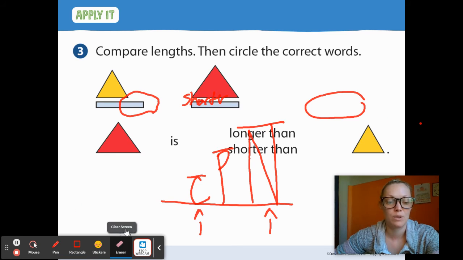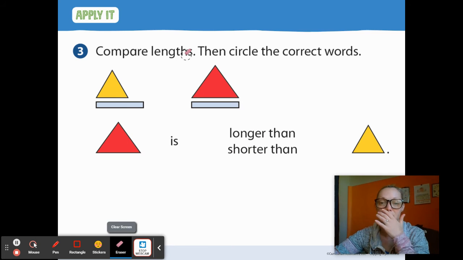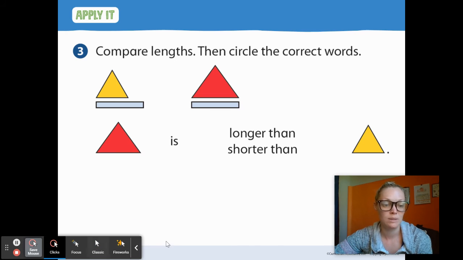All right, here is number 3. Compare lengths, then circle the correct words. So they gave you a yellow triangle, a red triangle, and then this gray strip that's the same size. So you can use that gray strip to figure out down here, the red is longer or shorter than the yellow triangle. Use that gray strip to help you circle the correct answer. Red triangle is it longer or is it shorter than the yellow triangle? Go ahead and do that now.